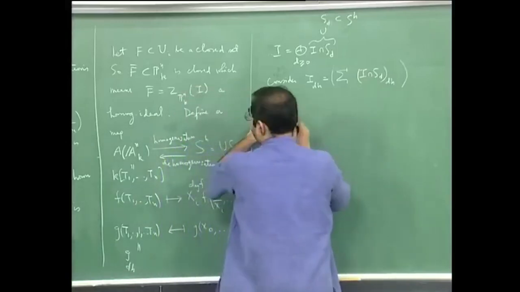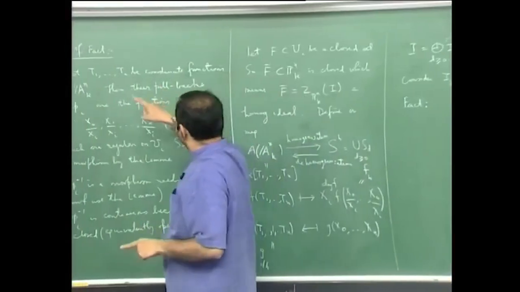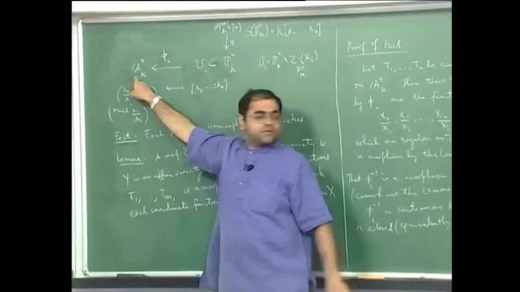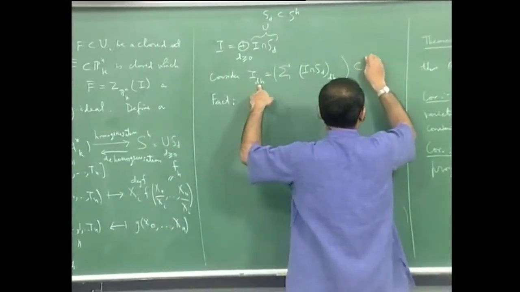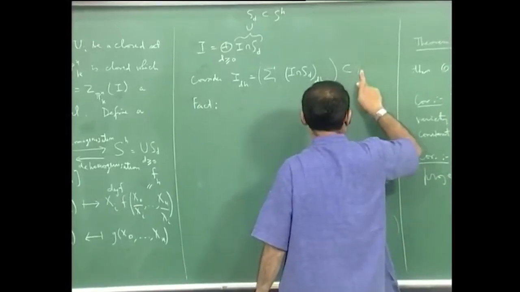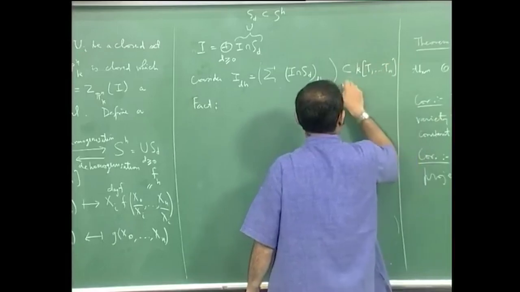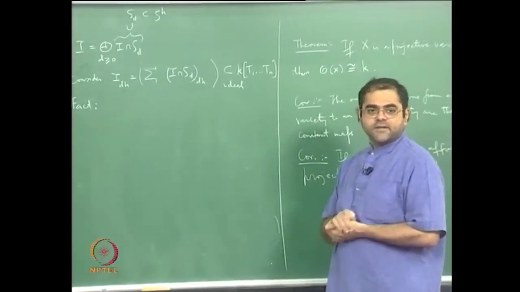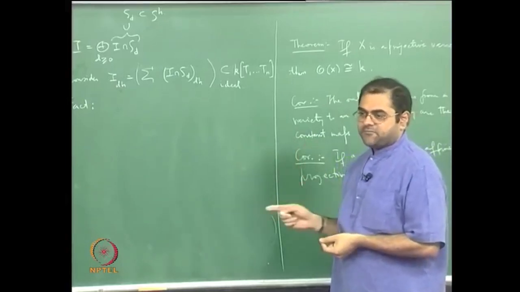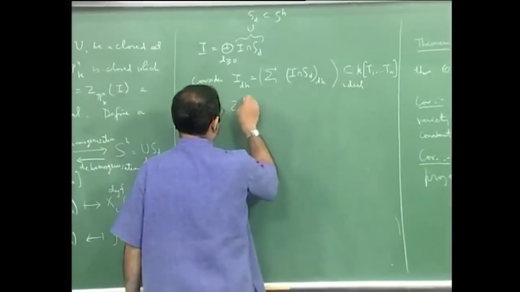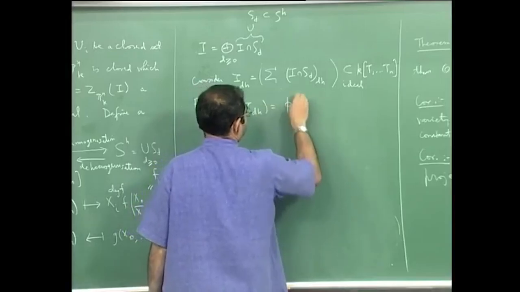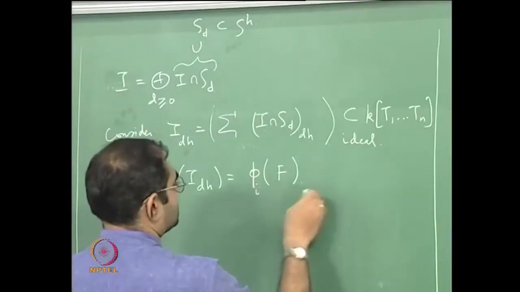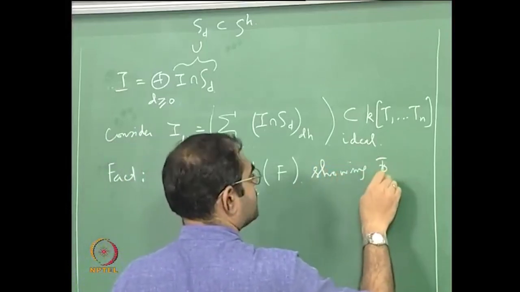And the fact now is that the image of this f under this phi_i, I have to verify it's a closed set, and what is a closed set? It's just the closed set of this ideal. Mind you, this ideal is an ideal on the left side, an ideal in k[t1, etc., tn]. This is an ideal there, and so it defines a closed set. And what is that closed set? That closed set is actually the image under phi_i of f. So the fact is, Z of I^dh is equal to phi_i of f, which shows that phi_i is closed.